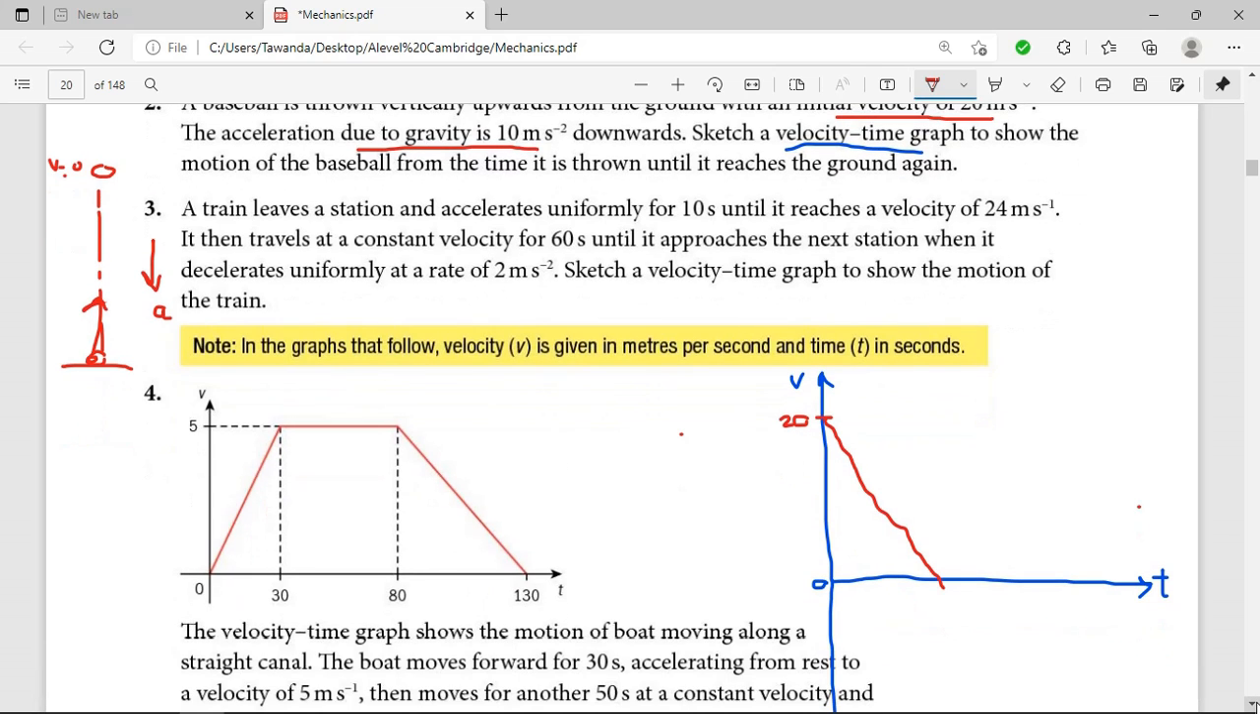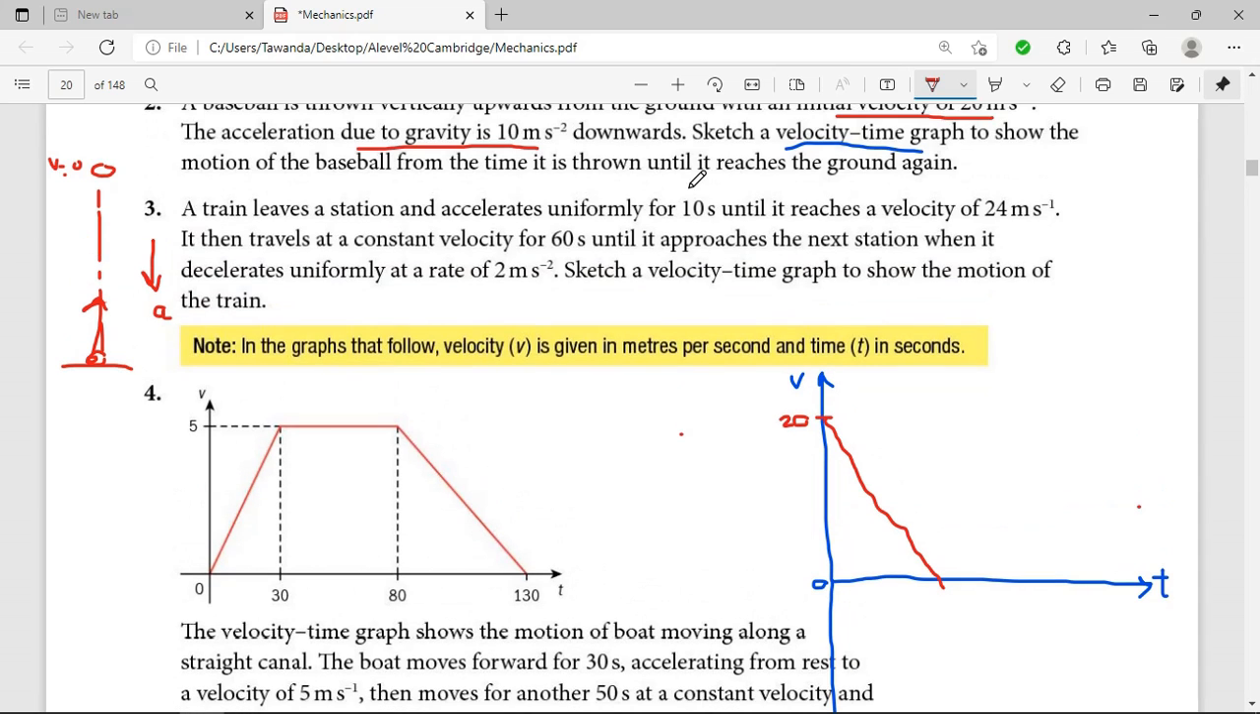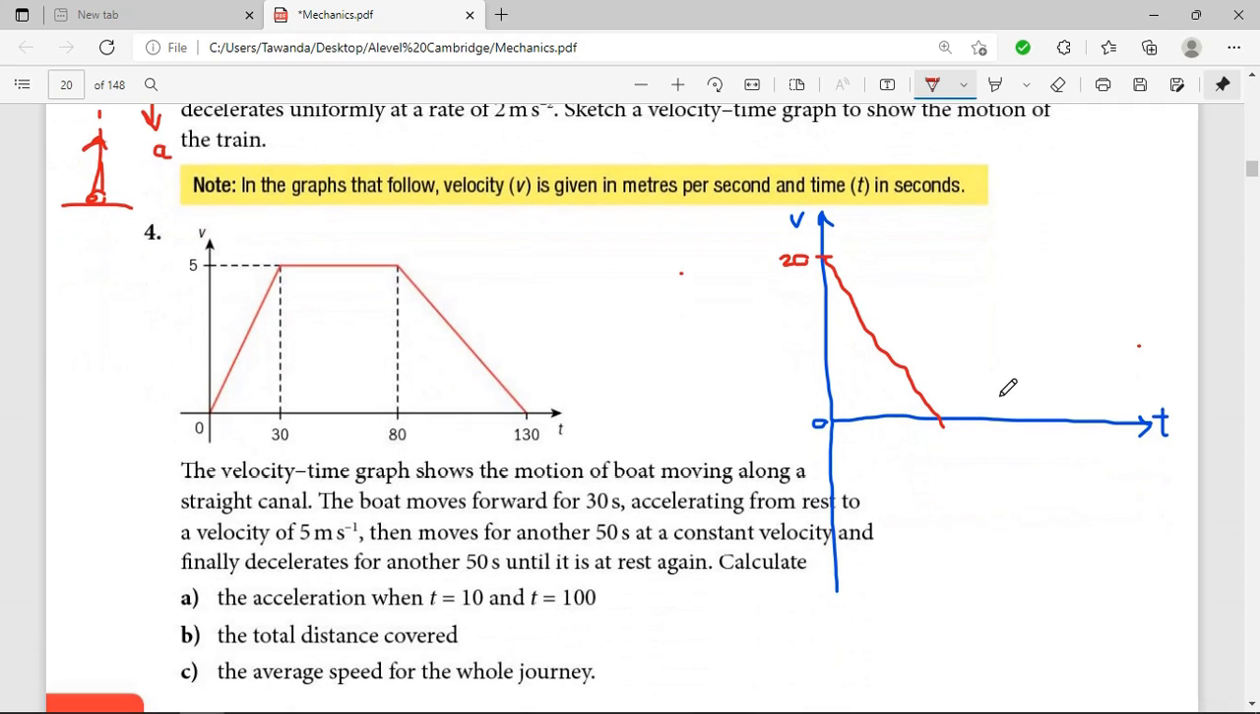So we are going to find the time to reach the maximum. Then from the maximum and going back to the ground, the velocity will be increasing since it is in the same direction as the acceleration, but it will be increasing in the opposite direction. So on the graph, it will continue here to move downwards.